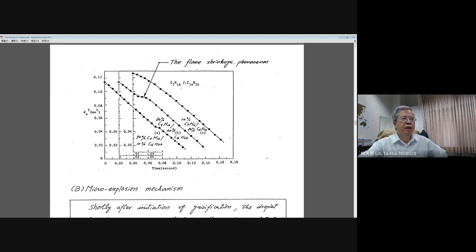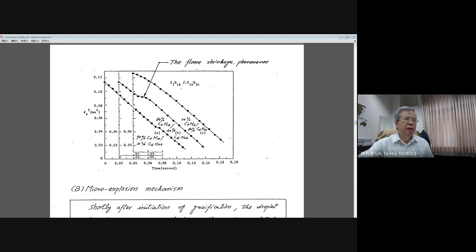Okay, if you look at the curve for the B case, you find there is a flattened region showing almost no droplet size variation in this short period. Initially, you can see a linear decreasing curve, and in the final portion, they still show the same linearly decreasing line. Here, both of them fit the D-square law very well. But in the middle branch, they show you a flattened line.